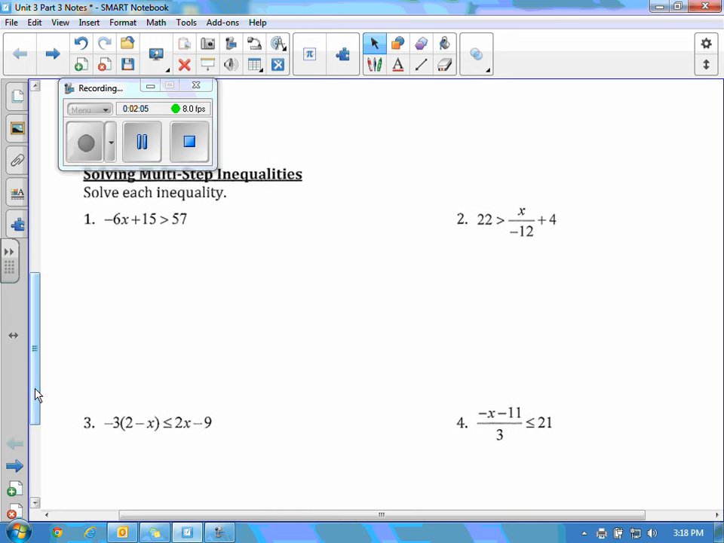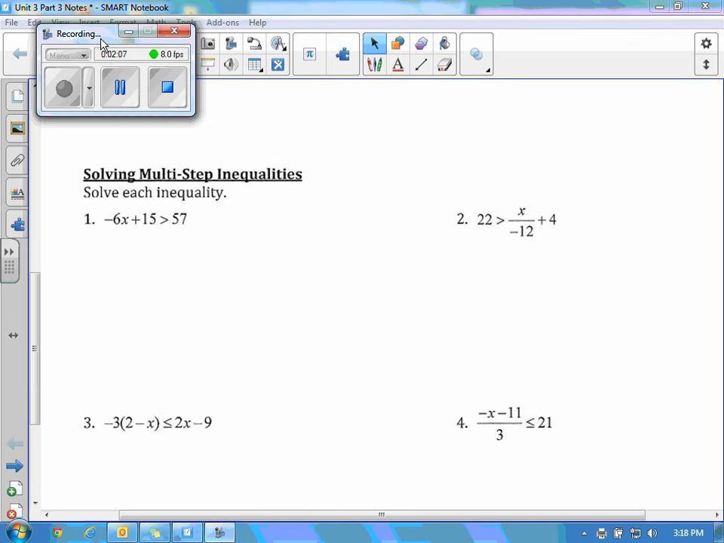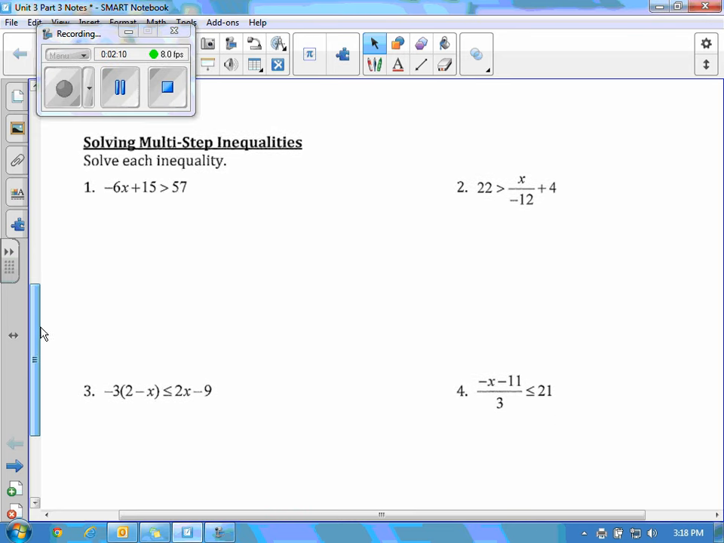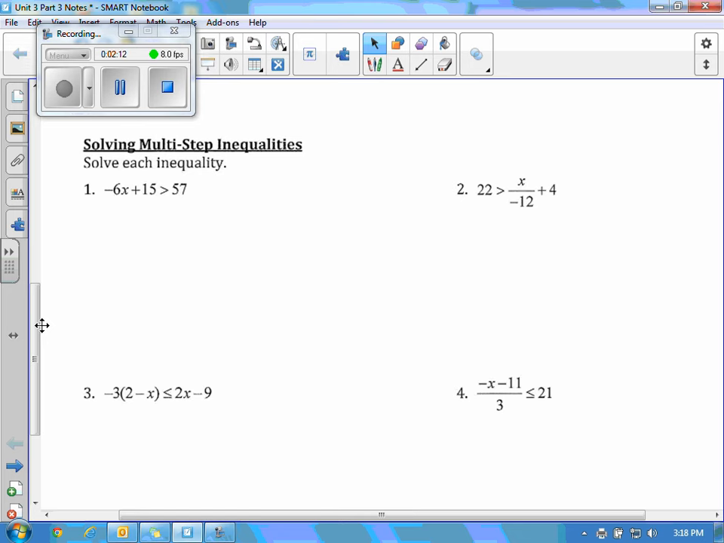At the bottom of this page, we've got a couple different kinds of inequalities to solve. So two-step, variables on both sides, all that kind of good stuff. So I'm going to walk through a couple of these for you. For the first one, we have -6x plus 15 is greater than 57. First step is always to box and rewrite.